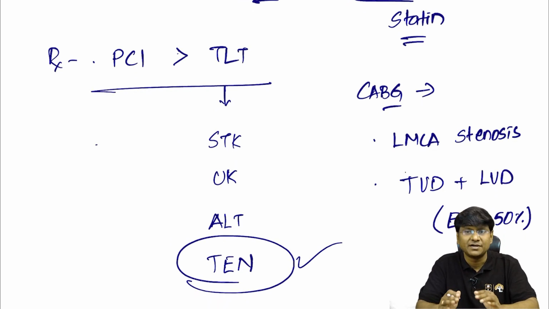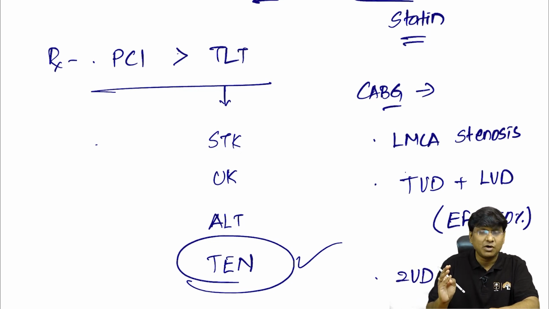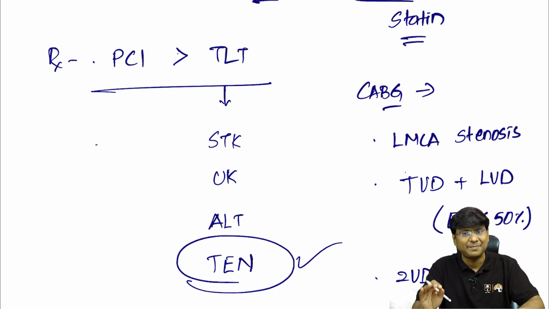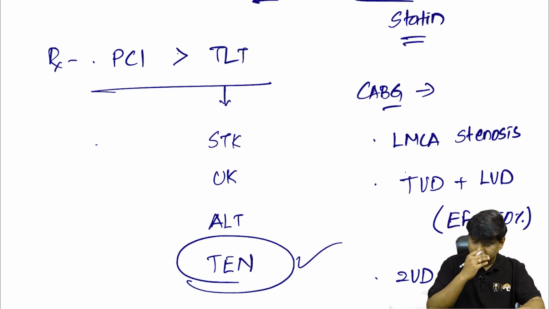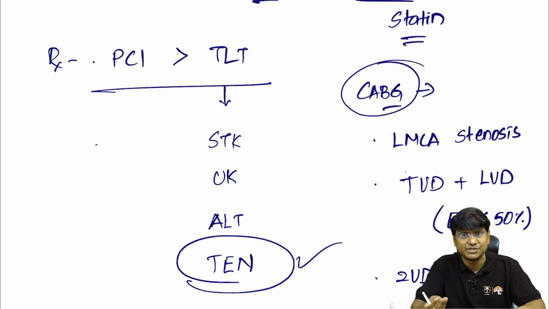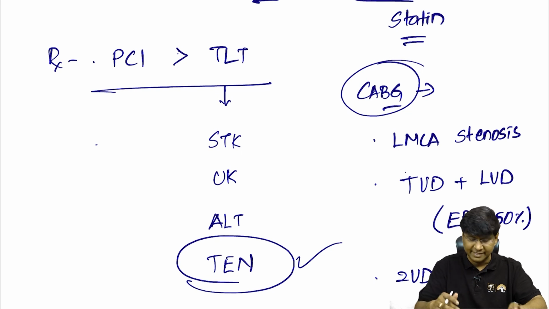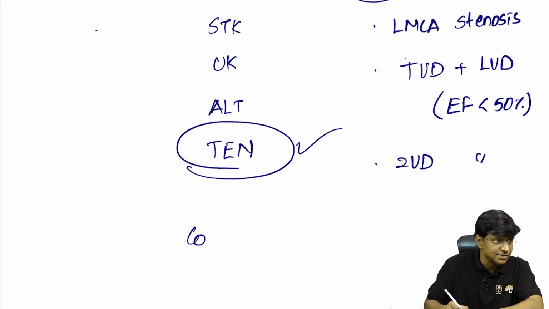Another indication for CABG is two vessel disease, where there is involvement of the LAD and the LCX, and the ejection fraction is less than 50%. Even that is an indication for coronary artery bypass graft. Right, and when we are doing this coronary artery bypass graft, what conduits will we use? We will use saphenous vein grafts and LIMA, that is left internal thoracic artery or left internal mammary artery grafts, in case of CABG.